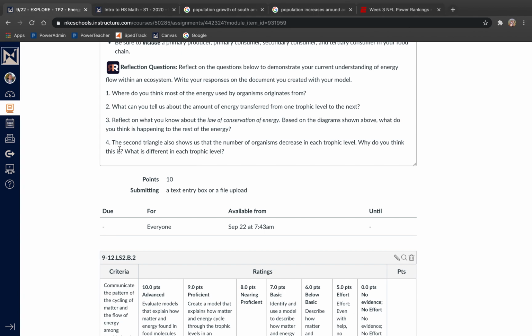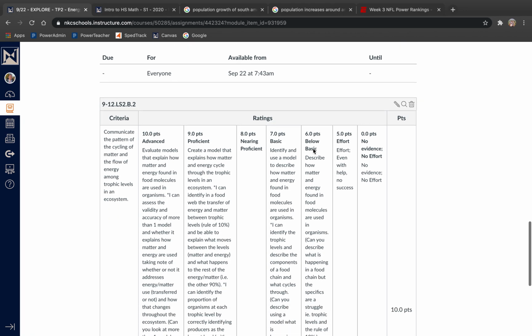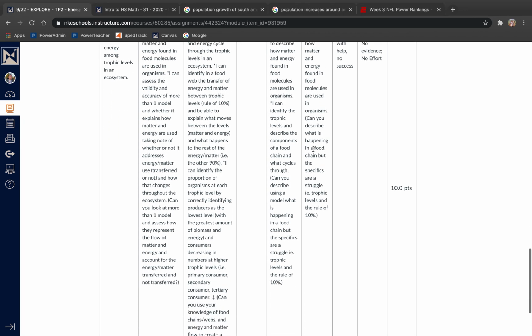And number 4, the second triangle also shows us the number of organisms decreasing in each trophic level. Why do you think this is? What is different in each trophic level? And here's your rubric, your grading criteria.